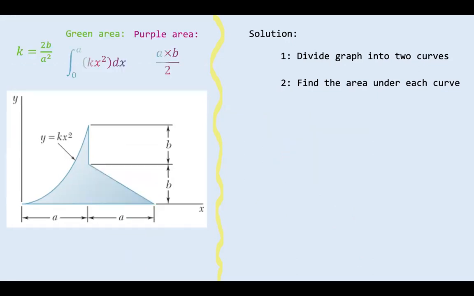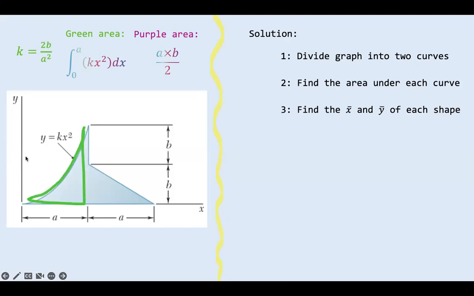Okay, so let's continue our solution with the third step. The third step is finding the x and y coordinates of the centroid of each shape. Remember that we have a green area and a purple area. Our green area is this one over here, while our purple area is this little bit over here, the triangle.